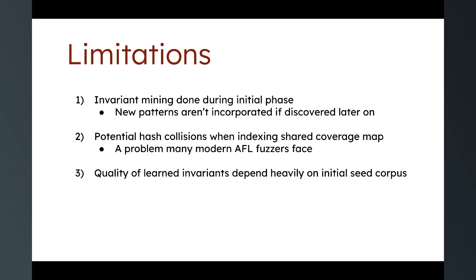Despite all of the successes of this approach, however, it doesn't come without limitations. The first of which is that invariant mining is done during the initial phase. So this means that if new patterns are discovered during execution, they're not incorporated into the pool of invariants later on. Another limitation is that when indexing the shared map for coverage updates, there may be hash collisions, although it is important to note that this is a problem many AFL fuzzers have. Finally, the quality of learned invariants depends heavily on the initial seed corpus. This is something, however, that's also true for a lot of learning-based systems. While these limitations are considered, this approach does manage to balance state awareness and scalability without facing state explosion or intense overhead, which make it very viable.